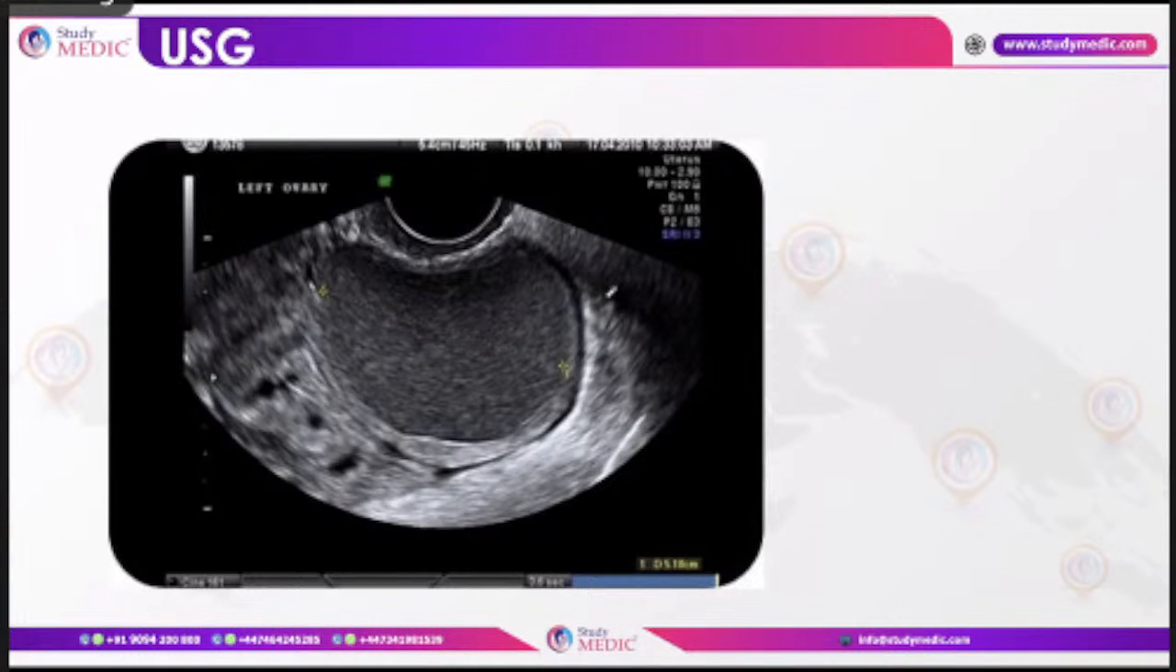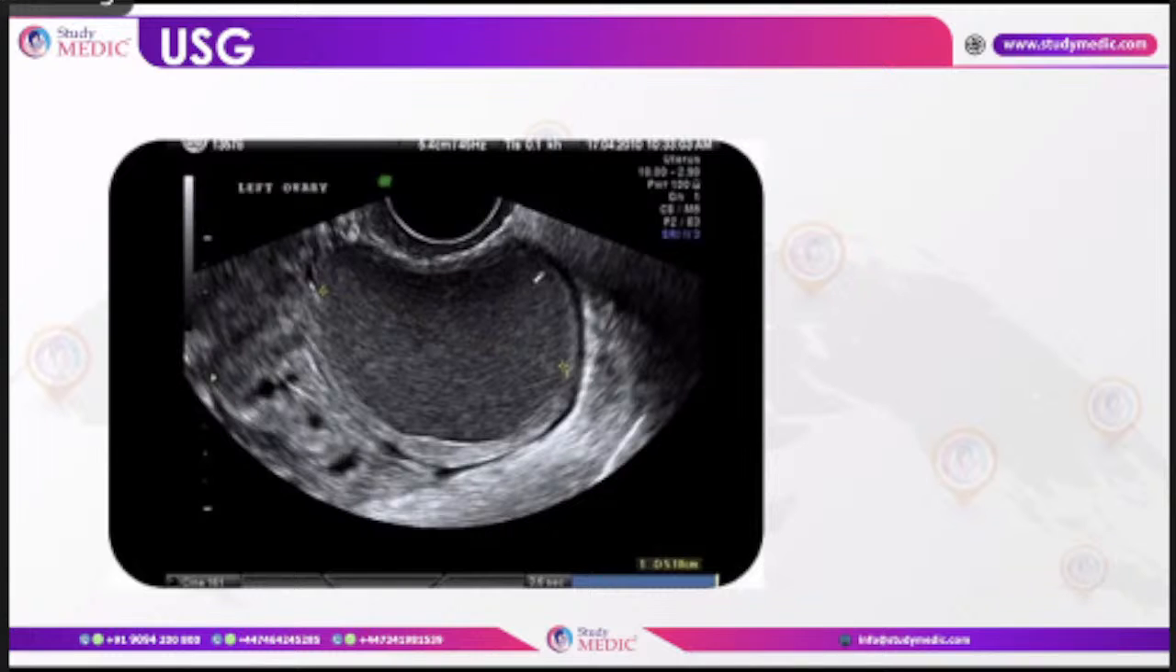What is this image which you guys can see? Let me see how many of you will be getting this correct. Let me check how many of you will be getting this image of ovarian cyst. Okay, I can see lots of answers coming in.